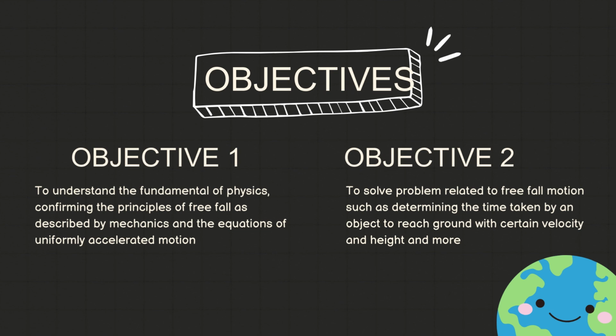Our objective for this video is to understand the fundamentals of physics, confirming the principles of free fall as described by mechanics and the equation of uniformly accelerated motion. The second objective is to solve problems related to free fall motion, such as determining the time taken by an object to reach the ground with certain velocity and height, and more.